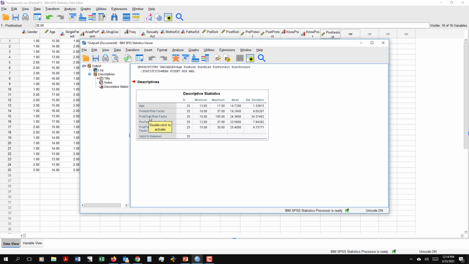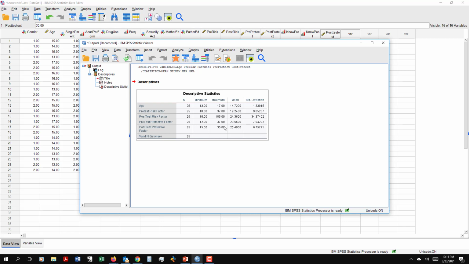We have the pretest risk factor. It looks within range right here. We have the post-test risk factor. 185. This right here tells us clearly that we have an outlier and that we need to go back and look at that. It gives us a mean of 24 and a standard deviation of 34. This is a clear indication there's a problem. You've got a standard deviation larger than your mean. You've got something wrong here, so you're going to have to go back and clean that up.